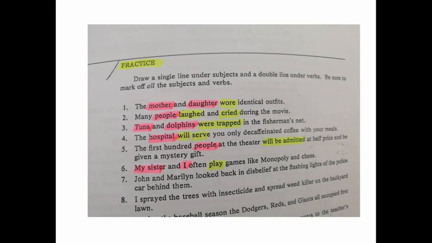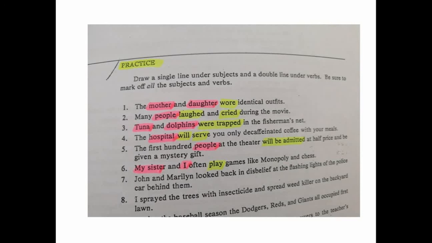And be given, I forgot to highlight be given. Now it becomes a compound verb because we have will be admitted, be given. Two verbs here, so it becomes a compound verb. The last sentence: my sister and I often play games like Monopoly and chess.